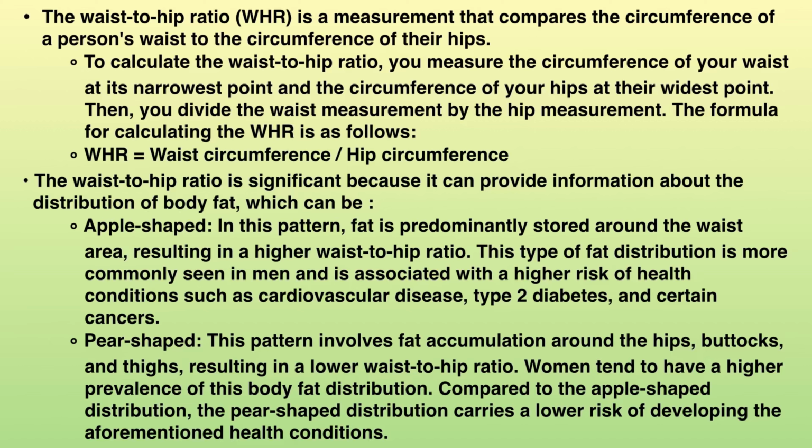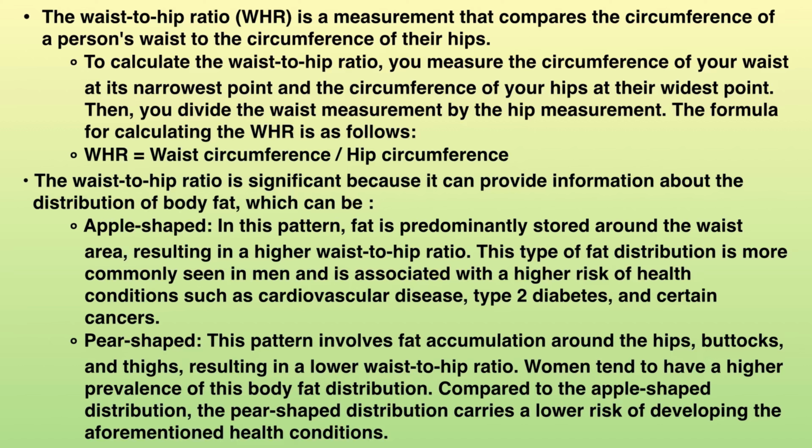The waist to hip ratio is significant because it can provide information about the distribution of body fat, which can be of two types. First, apple-shaped. In this pattern, fat is predominantly stored around the waist area, resulting in a higher waist to hip ratio. This type of fat distribution is more commonly seen in men and is associated with a higher risk of health conditions such as cardiovascular diseases, type 2 diabetes and certain cancers.